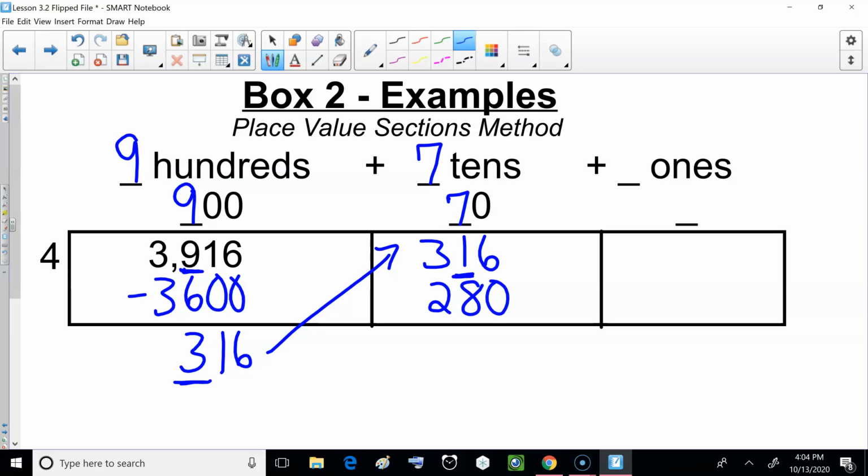Which would give me an answer of 280. When I subtract, I get a 6. So 31, make this a 2, make this 11. 11 minus 8 is 3. 2 and 2 is 0. I look at my 10's place value, 3.